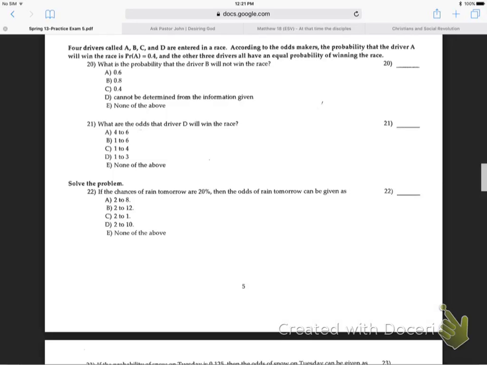Good. So I think 22, we'll try that again probably, huh? 22. Chances of rain tomorrow, 20%, and then the odds of rain. Yeah, that's good. Can you do that one? So we just did one. Let's try another one. See if it's getting easier.